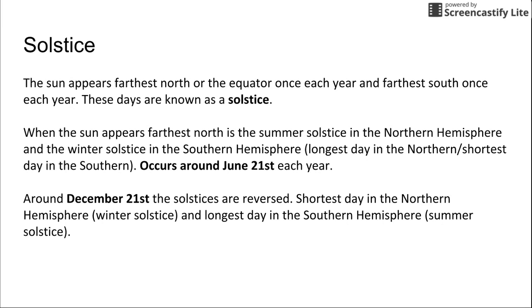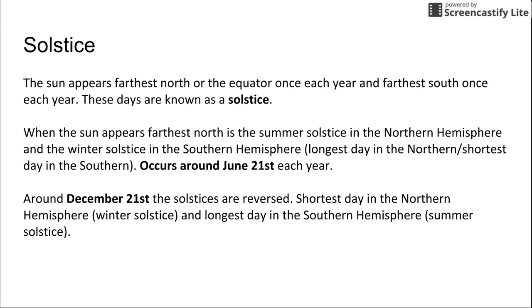So throughout the year, there are two events called the solstice, when the sun appears the farthest north of the equator once each year, and the farthest south once each year. These days are known as a solstice. When the sun appears the farthest north, it's the summer solstice in the northern hemisphere, and the winter solstice in the southern hemisphere. This is the longest day in the northern and the shortest day in the southern, and it occurs around the 21st each year. So basically, the opposite is happening in each hemisphere.